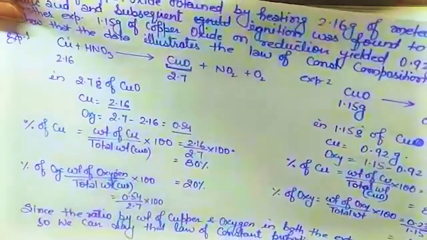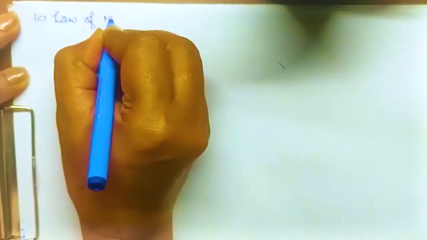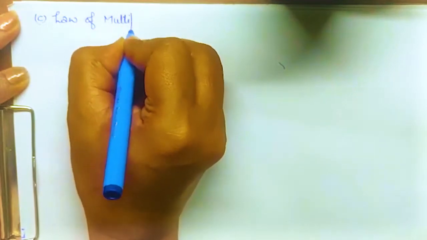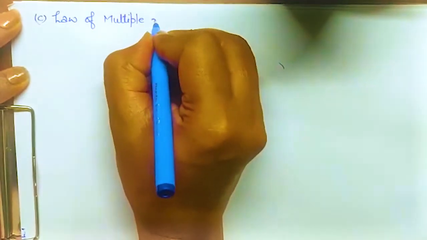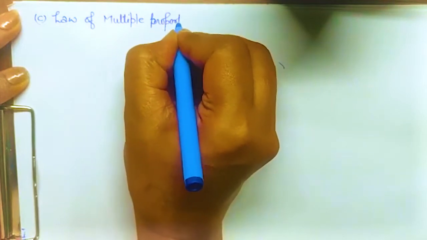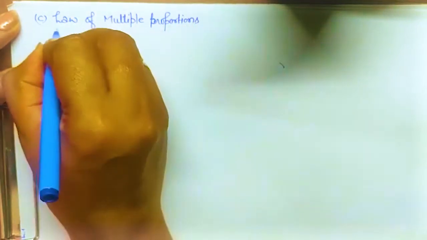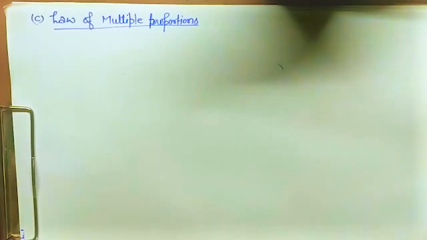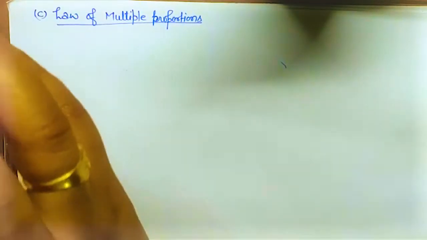So let's start with the next topic, and that is the law of multiple proportion. That third law, I'm just writing here, law of multiple proportion. What it says is that if one element is reacting with another element, it doesn't mean that always it will form the same compound.